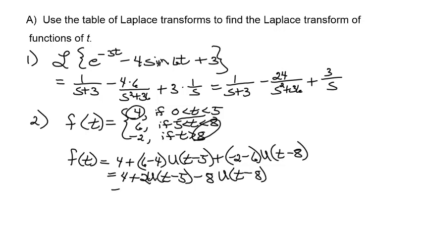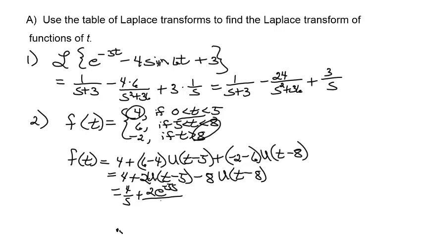And now you can look back at your chart. The next to the last rule on your table of Laplace says that the Laplace of u of t minus a is e to the negative as over s. So the Laplace of the first term, that's using rule 1, is just 4 over s. The Laplace of the second term is 2 times the Laplace of u of t minus 5, which is e to the minus 5s over s.